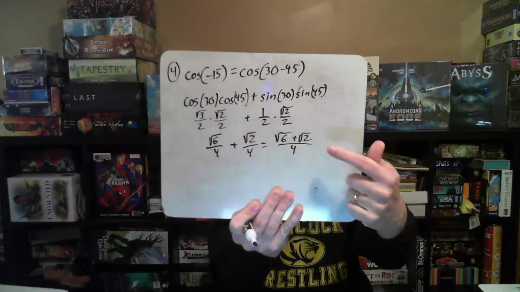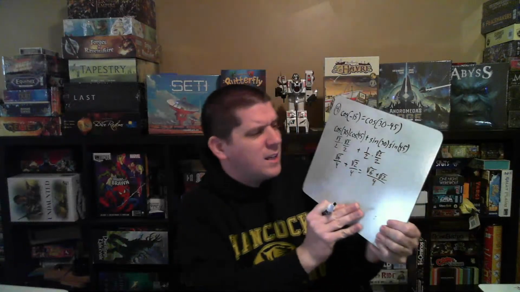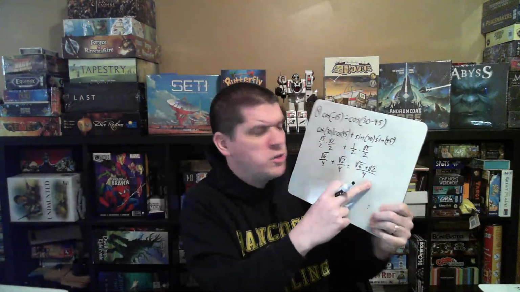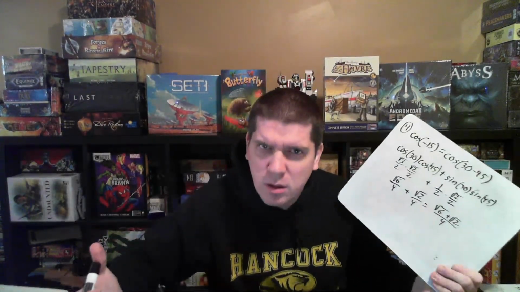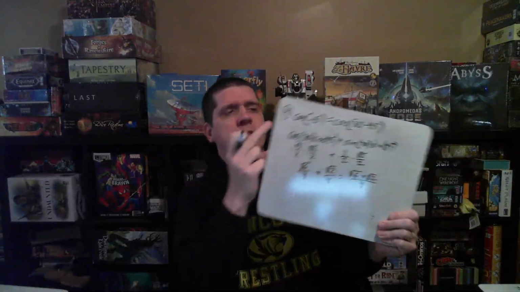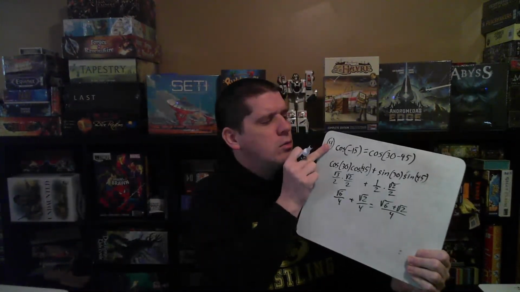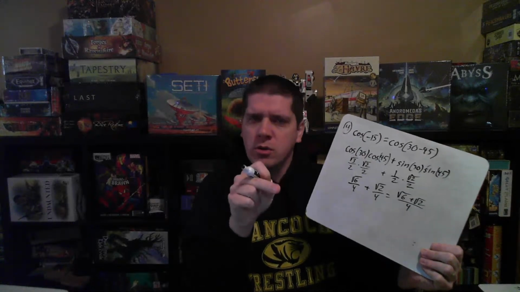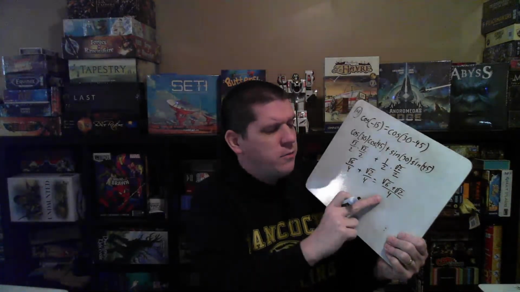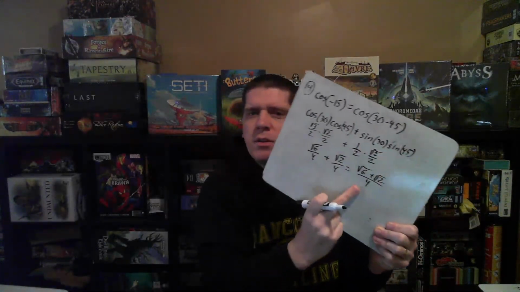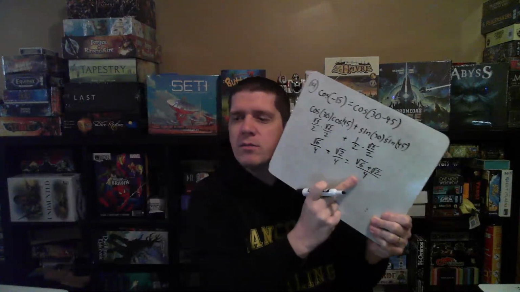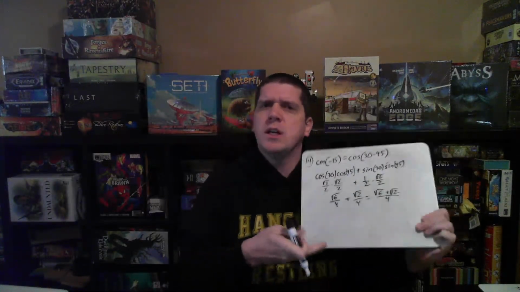Now, once again, you look at that and you go, wait a minute, cosine was negative, but square root of 6 plus square root of 2 is going to be a positive number. How could that be? Well, let's think about what quadrant cosine of negative 15 would be in. That would be in the fourth quadrant, and in the fourth quadrant, cosine is positive. So we should get a positive number when we're looking at that answer.